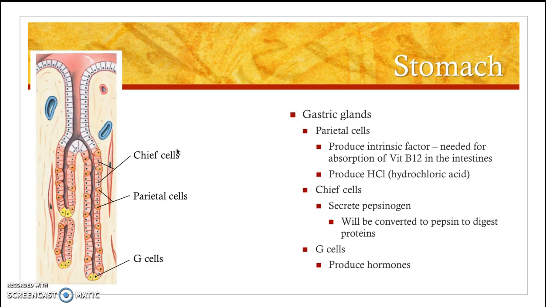Another type of cells are the chief cells. They secrete an inactive proenzyme called pepsinogen. When it enters the acidic environment of the stomach lumen, the pepsinogen will be converted to the enzyme pepsin to help digest proteins. G cells are a type of enteroendocrine cells that produce hormones needed for digestion.